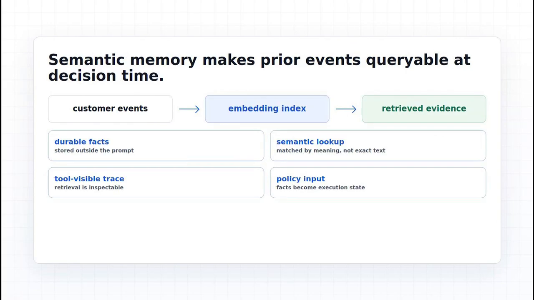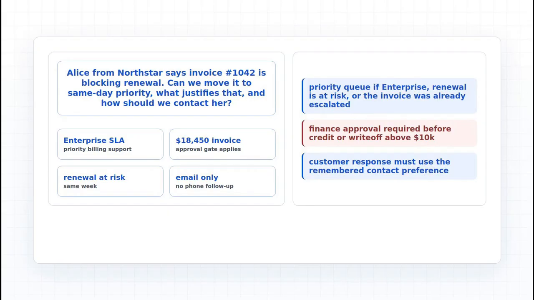And this is the role that semantic memory plays. It is a way to make prior events queryable when an agent needs them. Instead of stuffing everything into the context of a prompt, relevant facts can be stored outside the prompt. They can be retrieved by meaning, and they can be brought back into the agent run as explicit context. The important part for production systems is that this retrieval is visible. You can see that the agent asked for memory, what tool was called, and how that affected the rest of the execution.